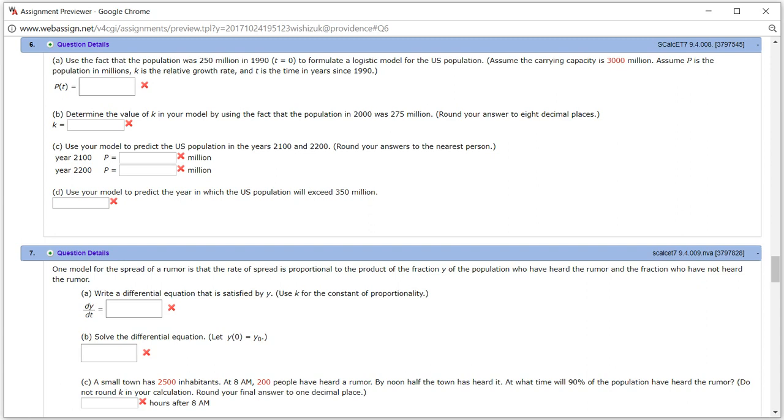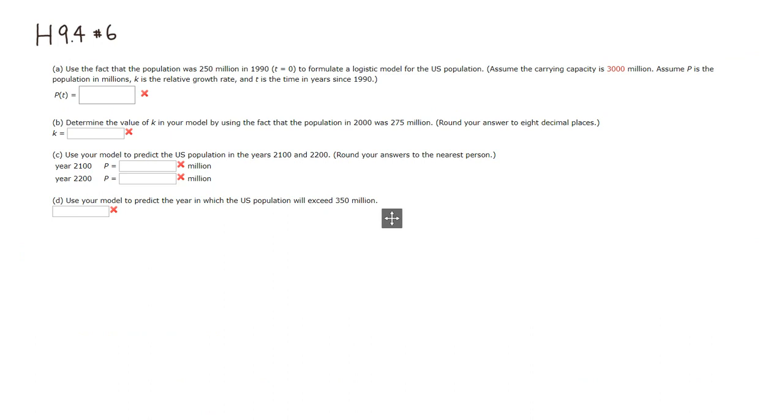Alright, let's look at homework 9.4, problem number 6. Let's solve this logistic model problem. Use the fact that the population was 25 million in 1990. That's where t equals 0, so that's the initial value.